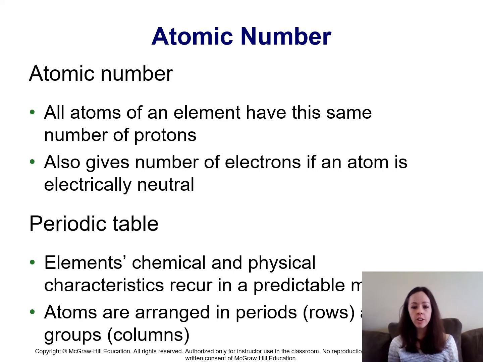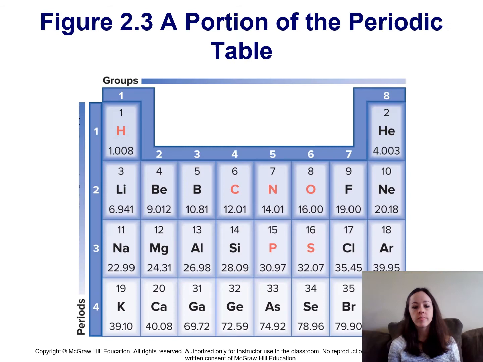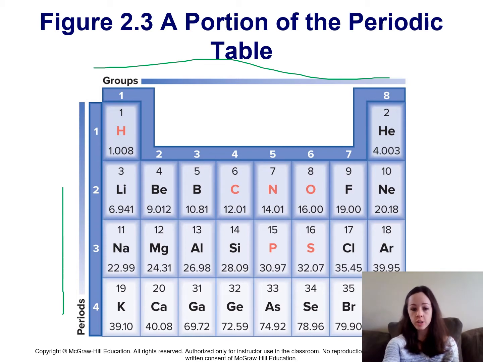So all of the elements are arranged in the periodic table by the amount of protons that they have. This creates a pattern of both chemical and physical characteristics of the elements. Elements that are in the same column or groups tend to react the same way in a chemical reaction. So here you can see a very simplified version of a periodic table. We have our groups here, which just refers to the columns, and then our periods, which refers to the rows that the different elements are in.